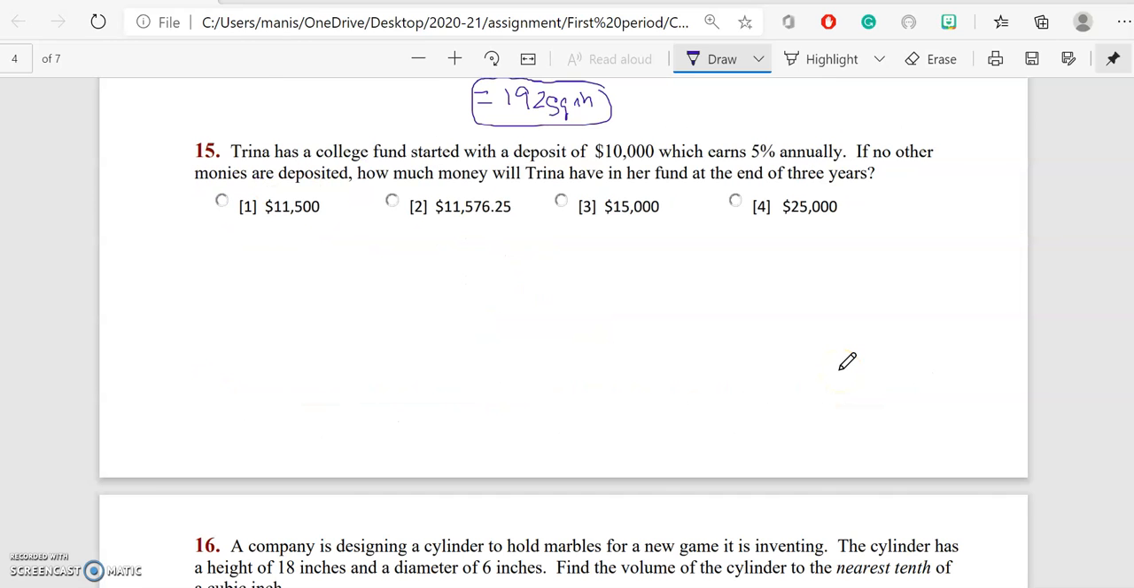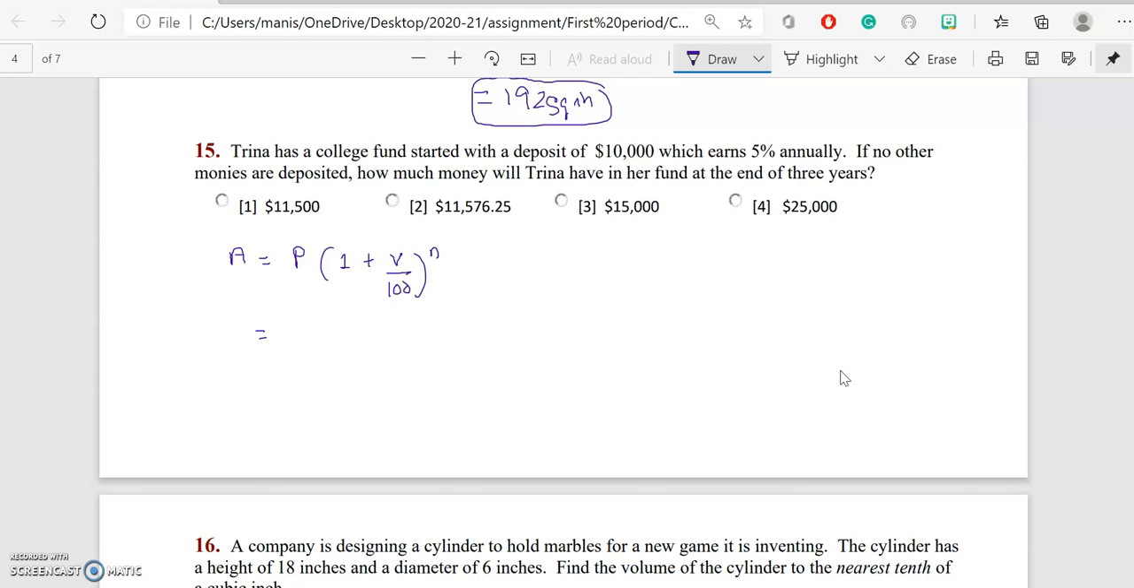Trina has a college fund started with a deposit of $10,000 which earns 5% annually. If no other monies are deposited, how much money will Trina have in her fund at the end of 3 years? For this type of question, you will use the formula amount is equal to principal times (1 plus r over 100) to the power n.